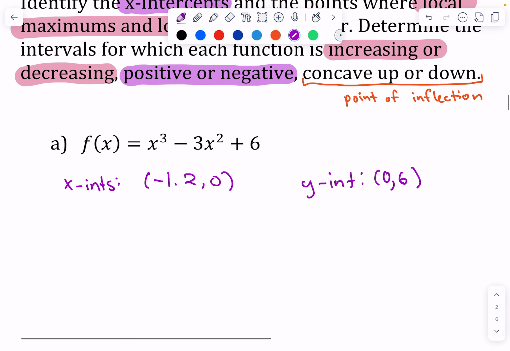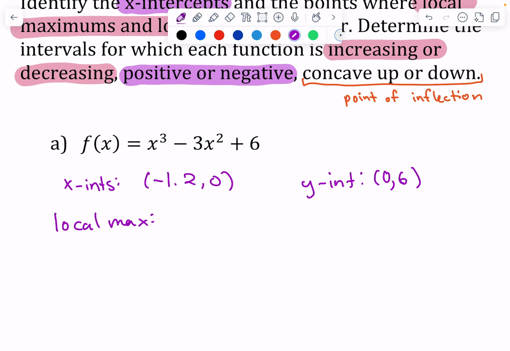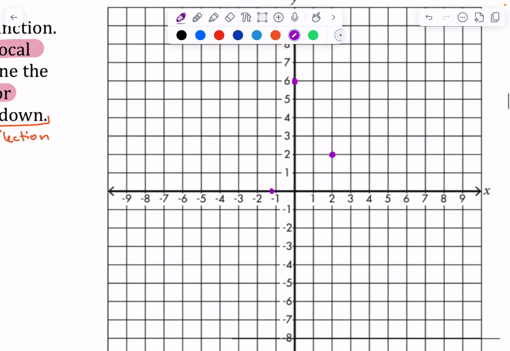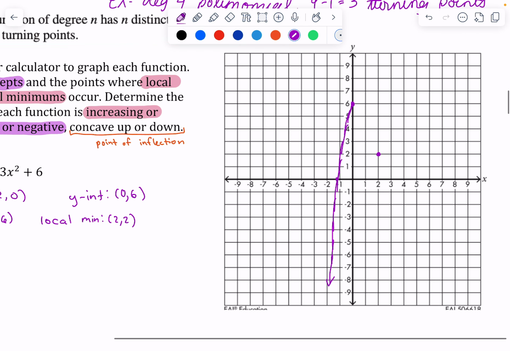Okay, so let's just label that over here. We have a local max at (0, 6) and a local min at (2, 2), and that's all we have. Now let's just draw this, connect the points, and use our graph on the calculator to make a good sketch.